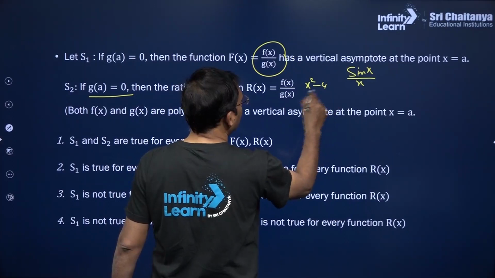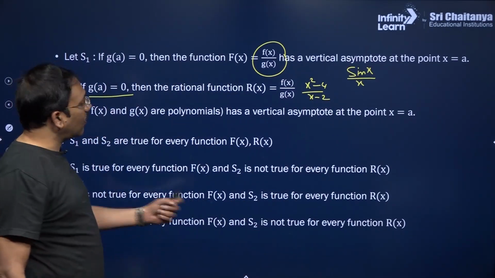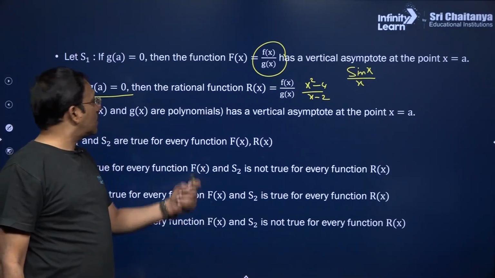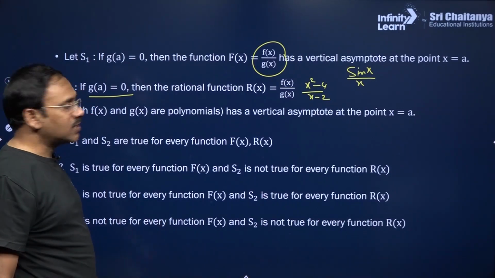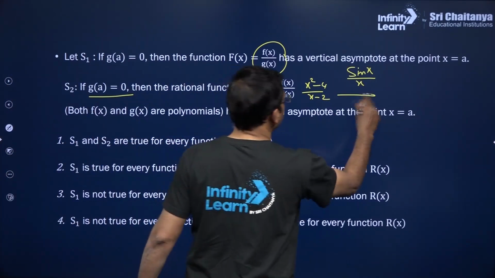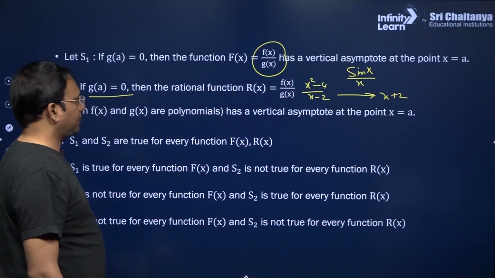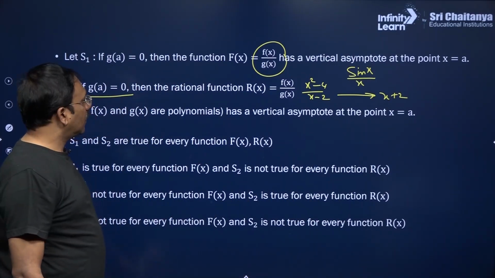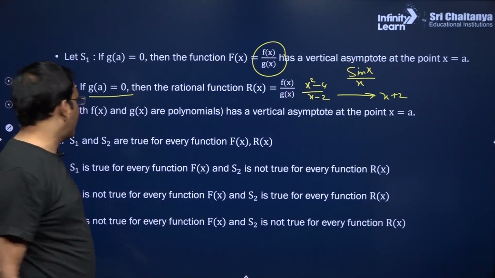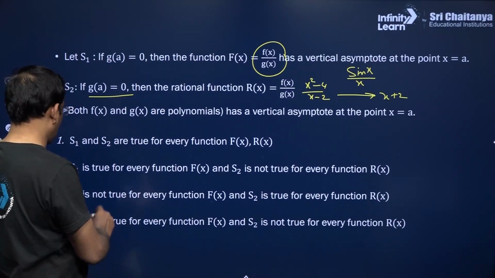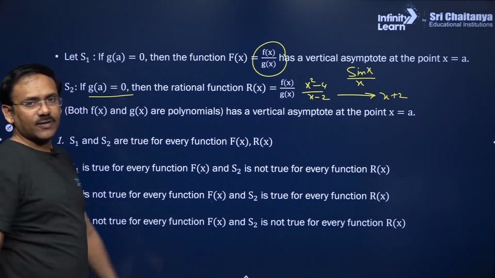You take polynomial by polynomial, (x square minus 4) by (x minus 2), where the denominator goes to 0. As x tends to 2, my dear friends, you can see x minus 2 gets cancelled, you will get x plus 2, my dear friends, x plus 2. So, we can say a vertical asymptote at x equal to a needn't be, friends. So, both the statements are not correct. S1 is not correct and S2 is also not correct, my dear friends.